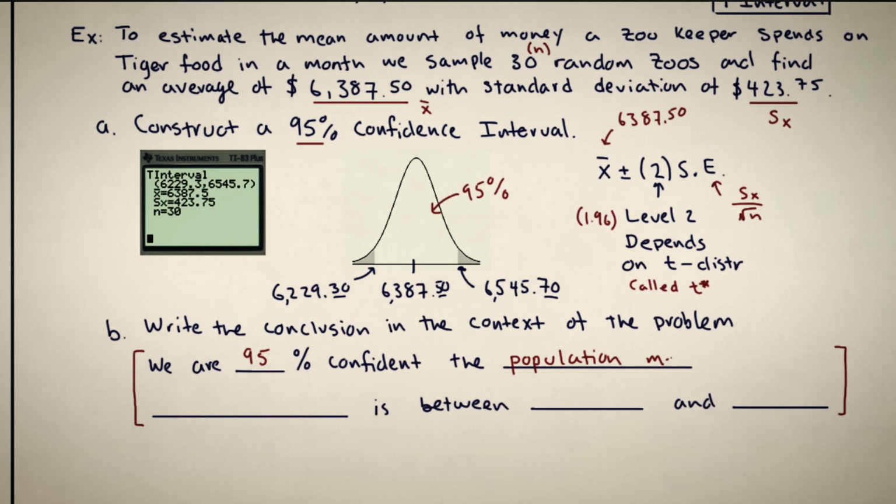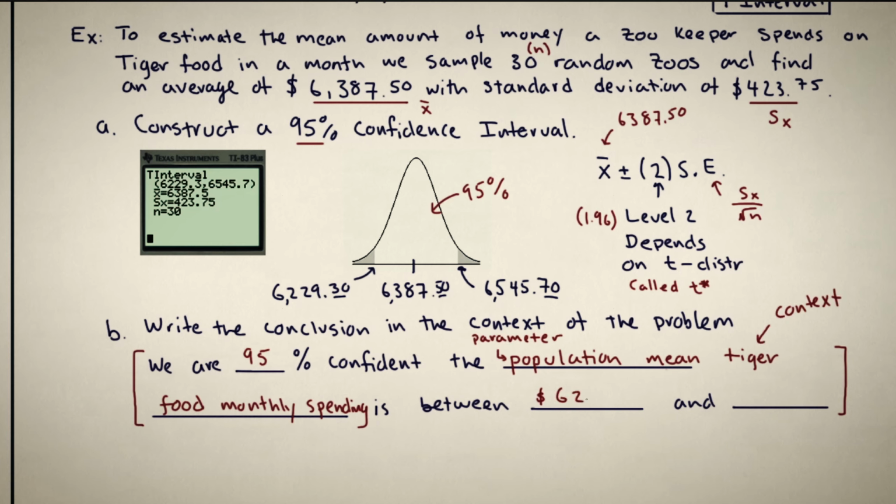So in this problem, it's about the average amount of money that a zoo would spend on feeding a tiger. I put the population mean tiger food monthly spending. The English is a little bit awkward here, but it's important that you always reference the parameter, which in this problem is the population mean, and that you always talk about the context.